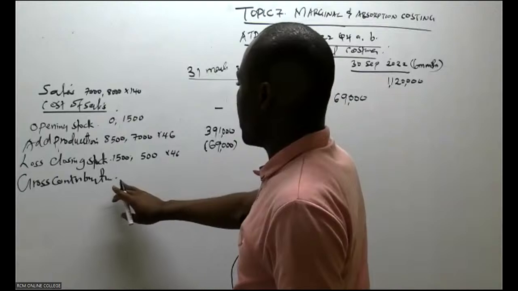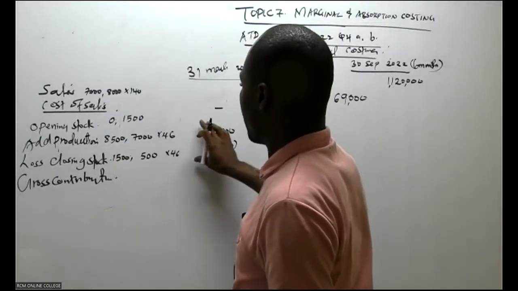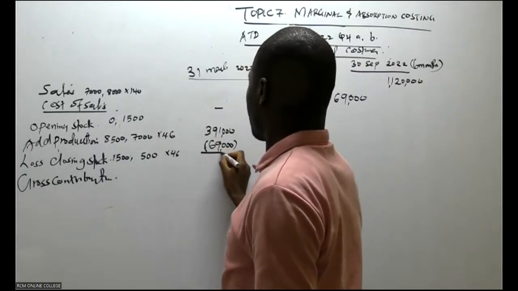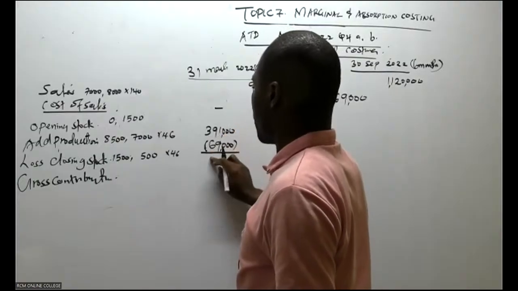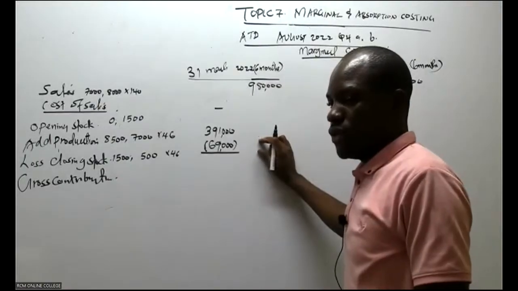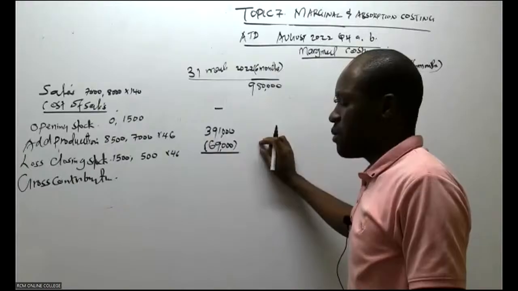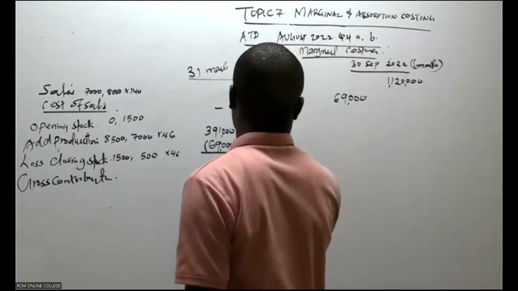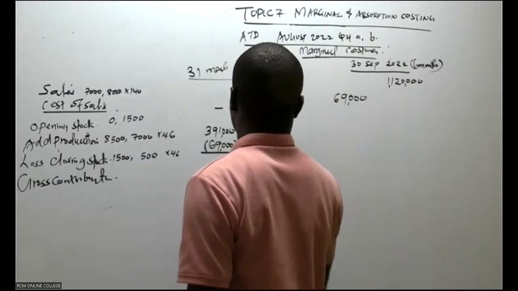Then we come to this part. We want to get the cost of goods which we are going to sell. It is opening, add production, less closing. So what is the cost of goods? 391 minus 69, 322. 322 is the cost of this good.